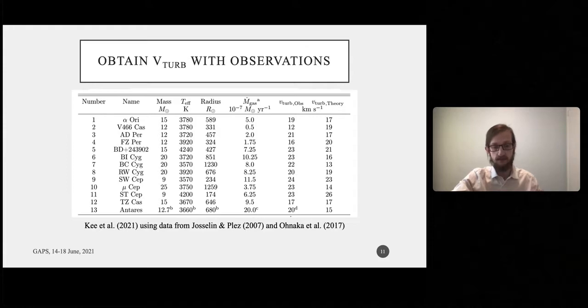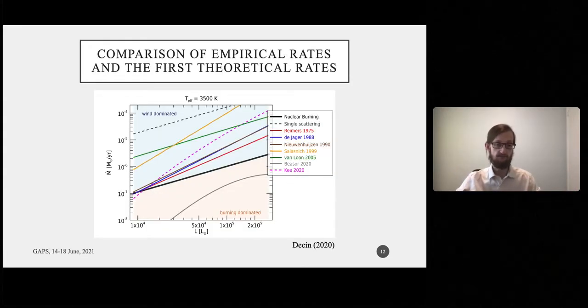So we take the mean of the turbulent velocity from theory, feed it back into those equations, and that gives us the first theoretical mass loss rates for red supergiants, which we plot here.